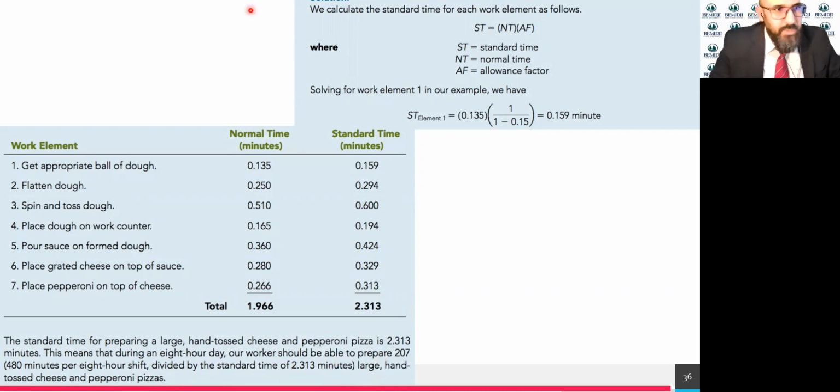All right, I hope this is helpful. This is how we do the time study. This is how we calculate the time needed, and based on the time needed, we could plan on the ability of the worker, and then maybe take it further and find out the cost of each pizza in this example, and do some cost analysis. I'm going to stop right here.